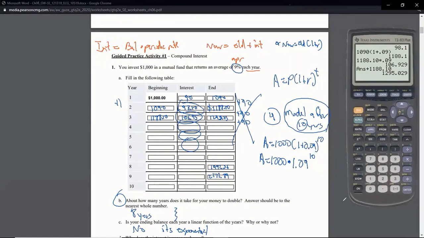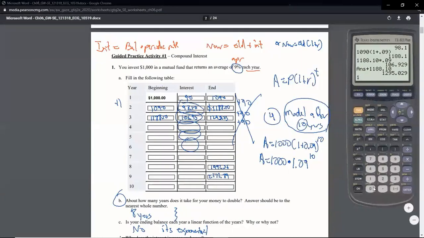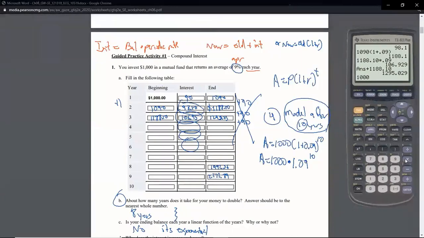So if you want to know what happens at the end of year 10, you can just go 1,000 times 1.09 raised to the 10th power. And we can see that we would have $2,367.36 at the end of year 10. That would be our remaining balance.